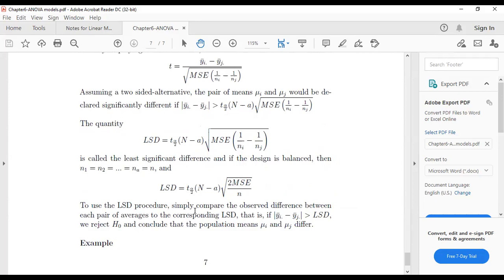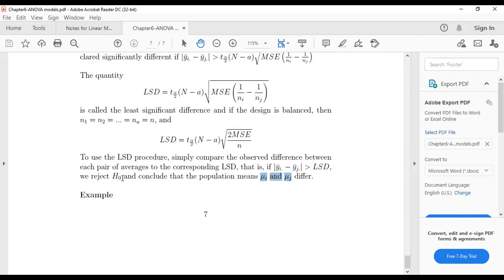So to use the LSD procedure, simply compare the observed difference between each pair of averages to the corresponding LSD. So you get the absolute value. I remember last time when I was marking, people usually forgot about this absolute value, so you need to take care of it. If the absolute value is greater than LSD, we reject H naught, and we conclude that the population means mu i and mu j are significantly different. These are sample means. If they are significantly different, that infers that in the population they are significantly different.